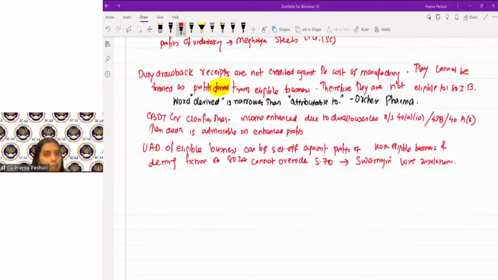Now, 80IA subsection 4 provides that this section applies to any enterprise carrying on the business of developing, operating, maintaining the infra facility, which is owned by a company registered in India, and it has entered into an agreement with the central government.